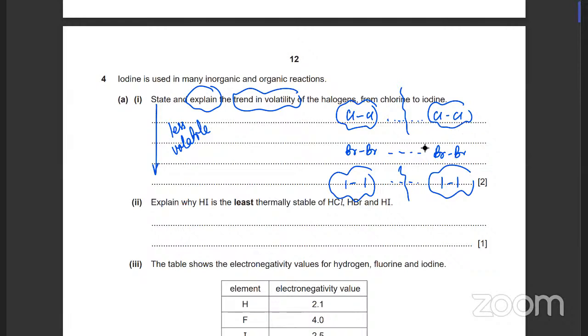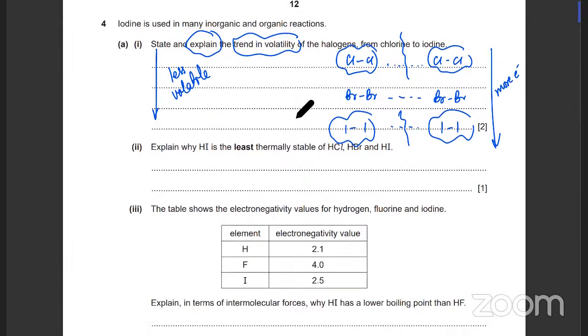So you're going to describe van der Waals forces as instantaneous dipole induced dipole attractive forces and interaction. And the strength of van der Waals forces increases down the group because you've got bigger molecules, with more electrons in the molecule. So you'll have bigger instantaneous dipole induced dipoles. Then the one with the weakest bond strength will be the least thermally stable.